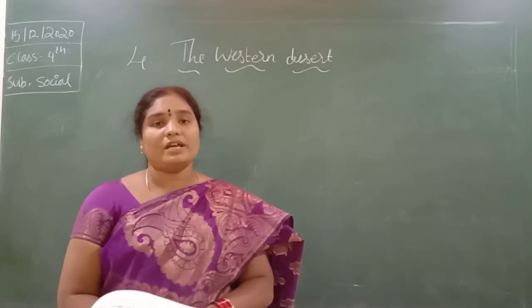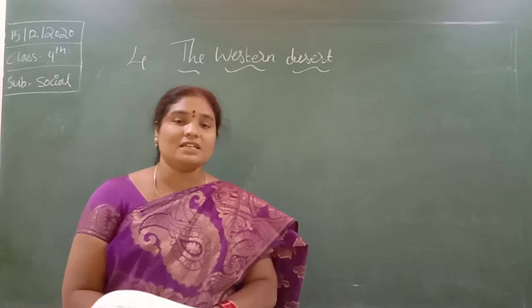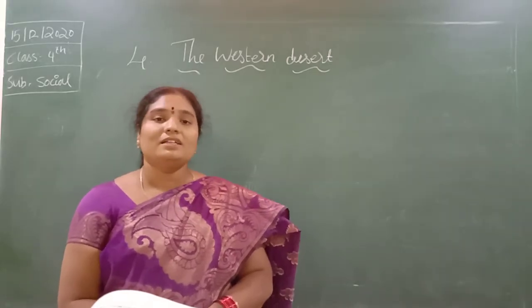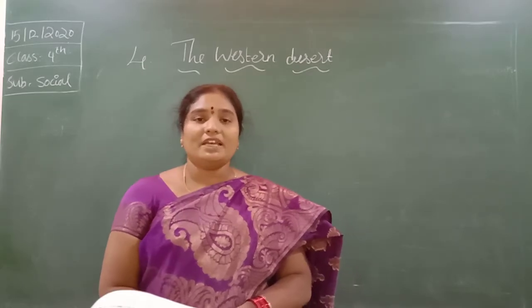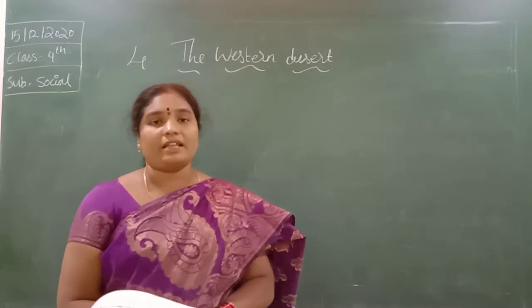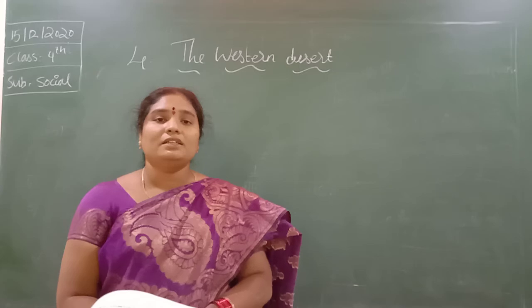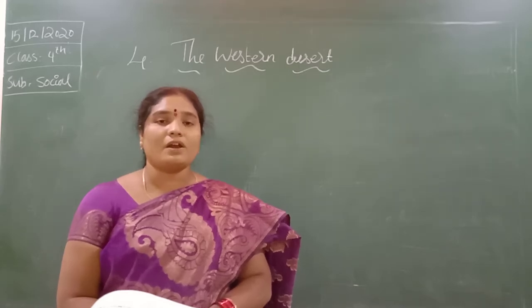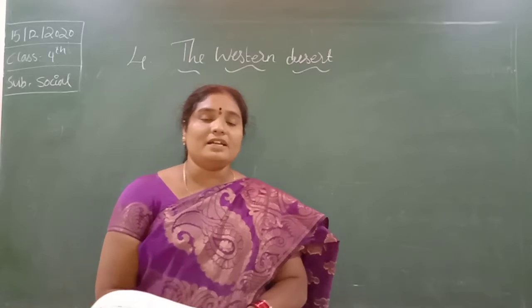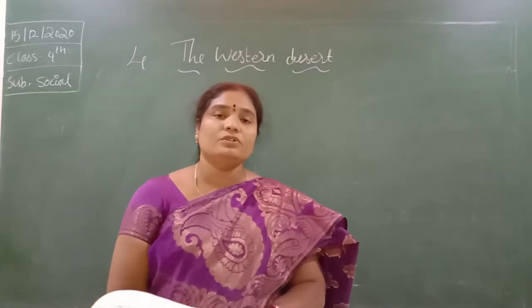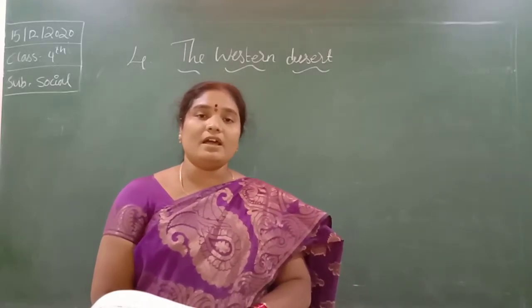It is also known as the Great Western Desert, and also the Thar Desert. The Thar Desert extends from the border of Gujarat, from the Rann of Kutch to the Haryana boundaries.